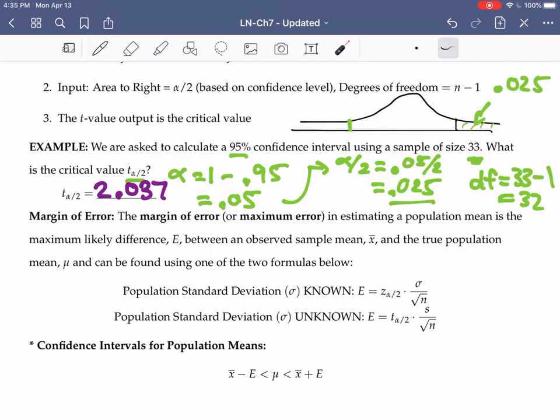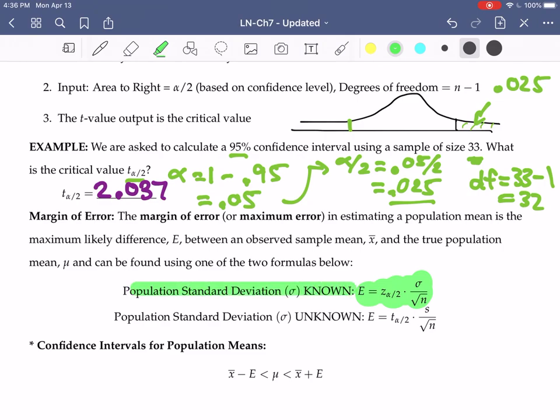All right, so that t-value is sometimes used in calculating the margin of error. The margin of error, or maximum error in estimating a population mean, is the maximum likely difference between the sample mean, x bar, and the true population mean, mu. Depending on whether we know the population standard deviation, when sigma is known, our critical value is still a z-value. We take the population standard deviation divided by the square root of the sample size and multiply by this critical z-value. We do that when we know the population standard deviation.